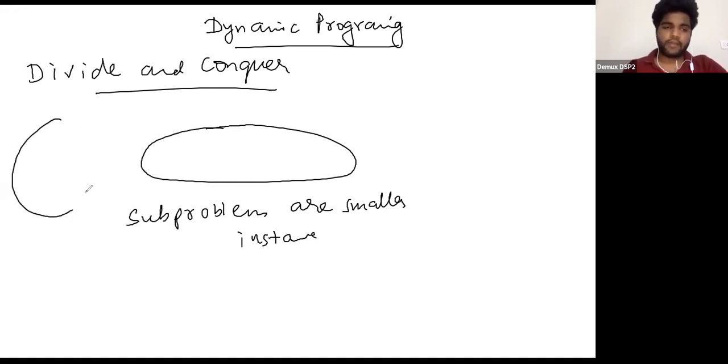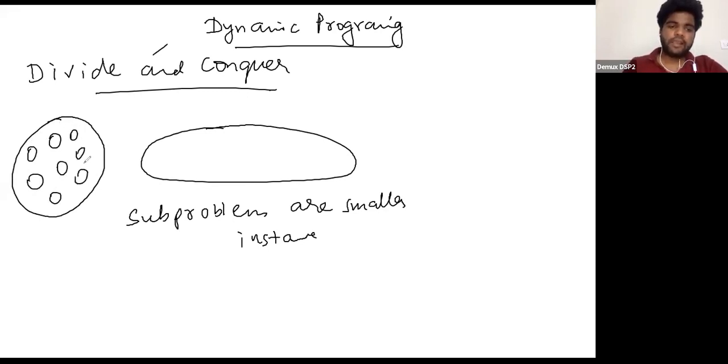You have a bigger problem. You divide it into smaller problems. You solve these smaller problems, and you combine them to solve the bigger problem. So that's basically the paradigm that we use. And this is very similar to some problems that we looked at in recursion. The only difference here is that you will see the same subproblem repeating again and again.